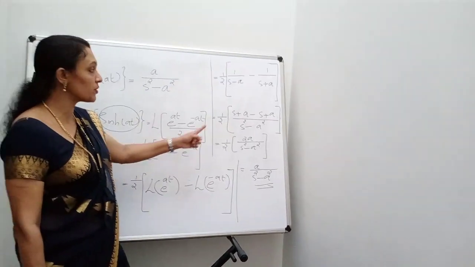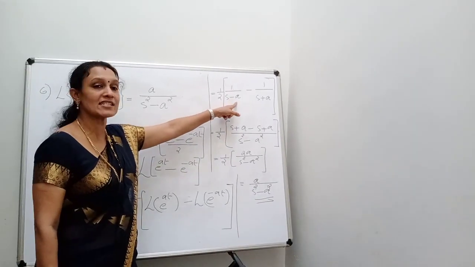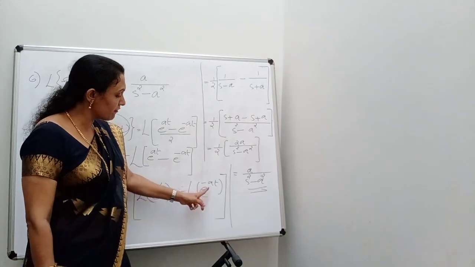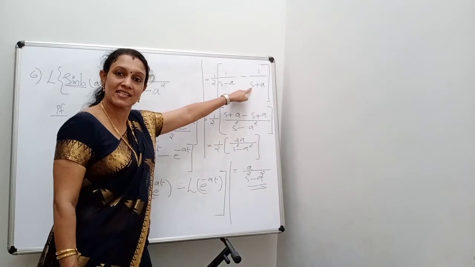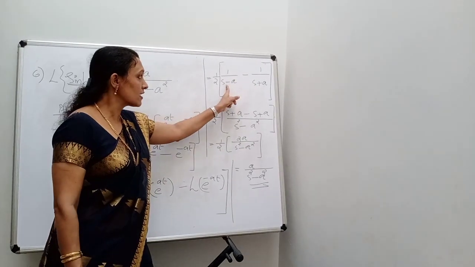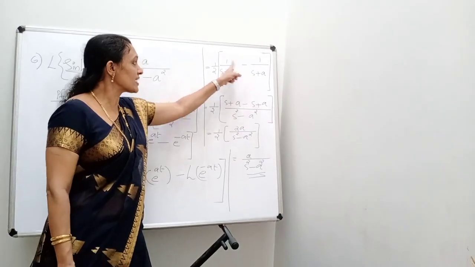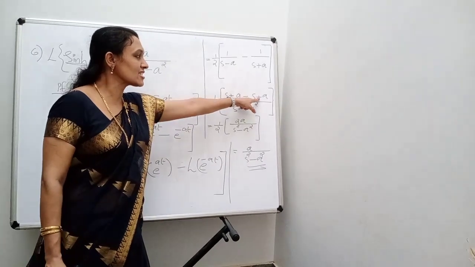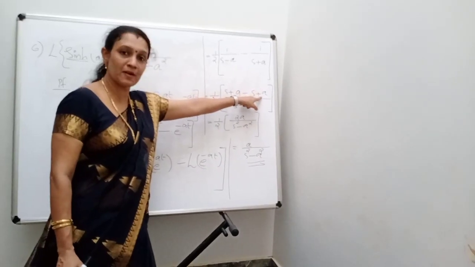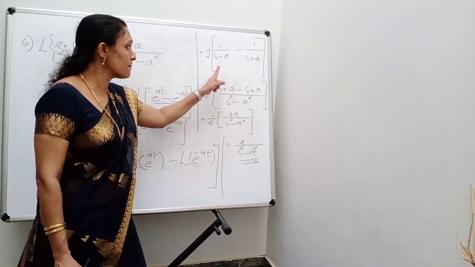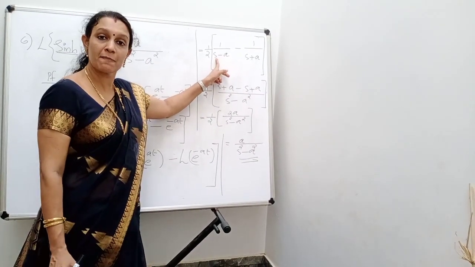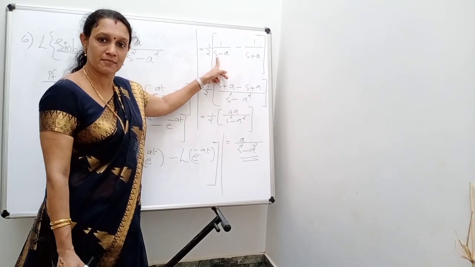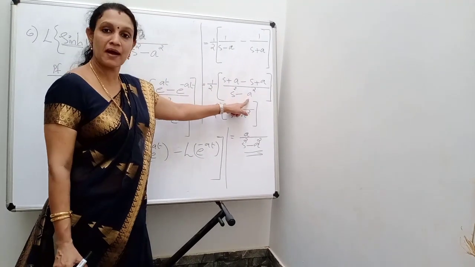L of e raised to at, by the definition, is 1 by s minus a. L of e raised to minus at we proved already, 1 by s plus a. Now you simplify this. Take this as the LCM. So s plus a minus s minus minus, it becomes plus a, divided by s minus a into s plus a. This is of the form a plus b into a minus b, that is a square minus b square. So s square minus a square.